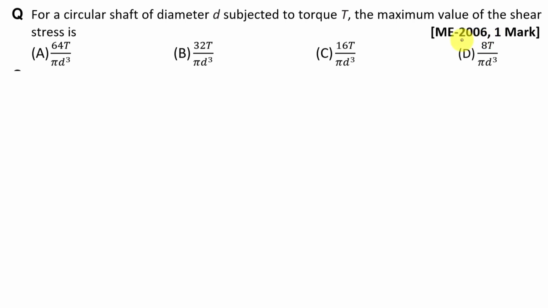Next question is from year 2006. For a circular shaft of diameter d subjected to torque T, the maximum value of the shear stress is dash. Here we have to find out the maximum value of shear stress in this shaft which is subjected to torque T. Now we have discussed the equation to find out maximum value of shear stress in circular shaft, right? We have directly remembered the equation to find out maximum shear stress, that is 16T by pi d cube, right? So here our answer is option C, and this question is for 1 mark.